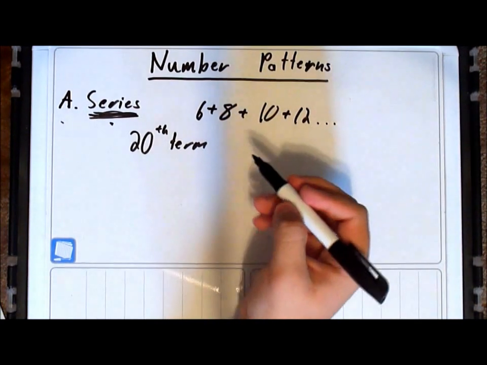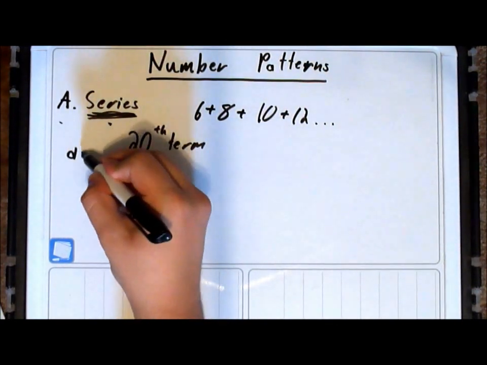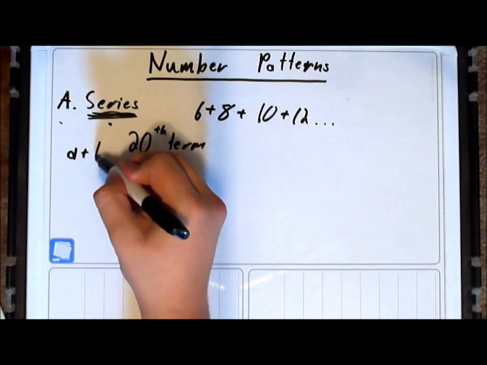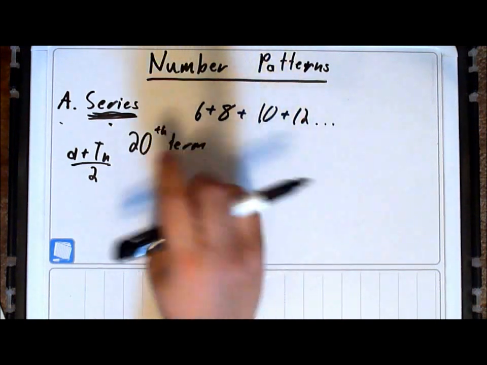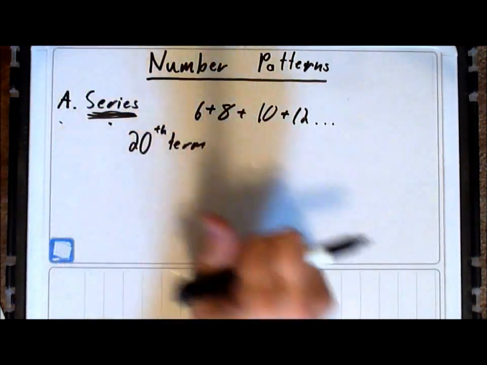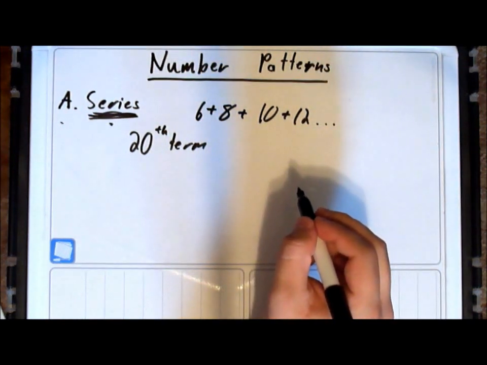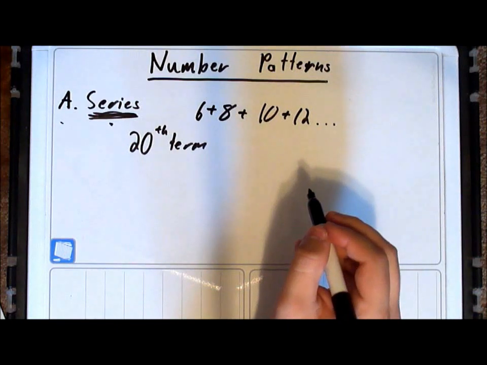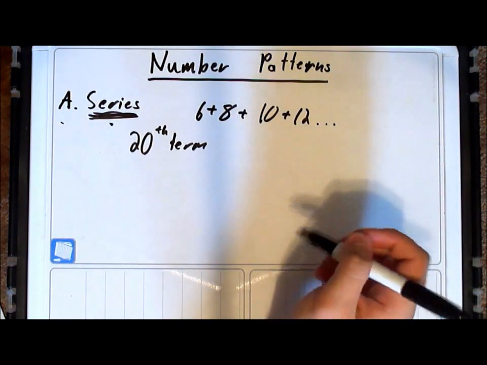Well, so first thing is we need to use a different formula, which is a plus tn over 2. Oh, sorry, never mind. That's wrong. What am I trying to do? Sorry, I don't ever write out anything.